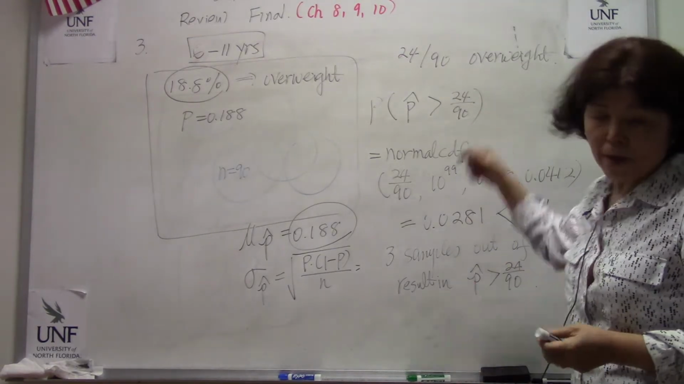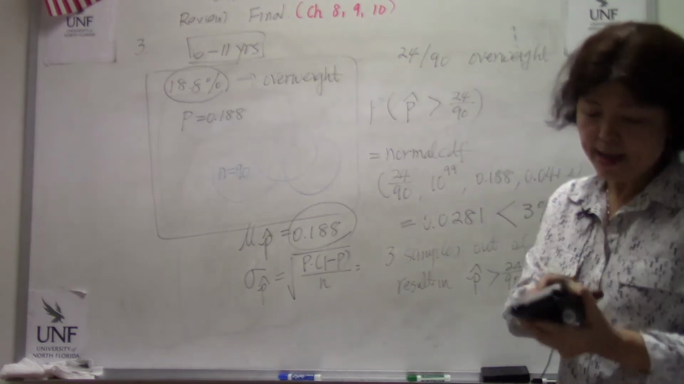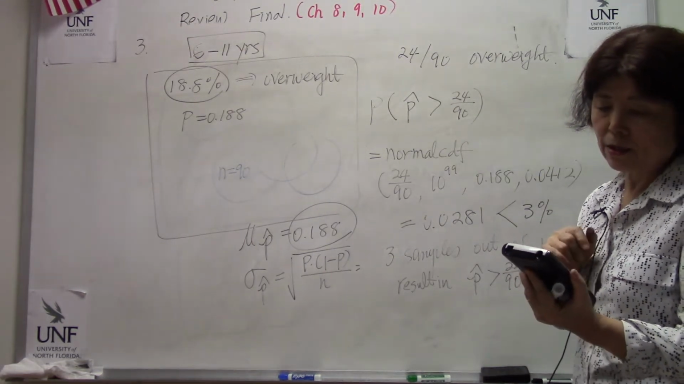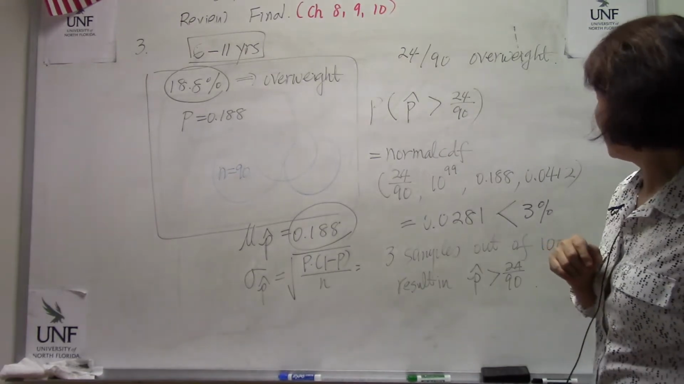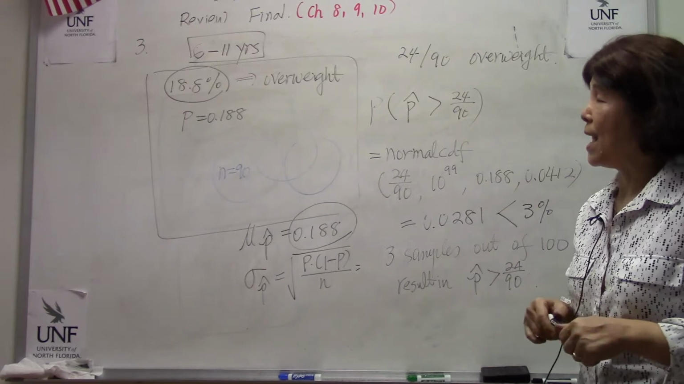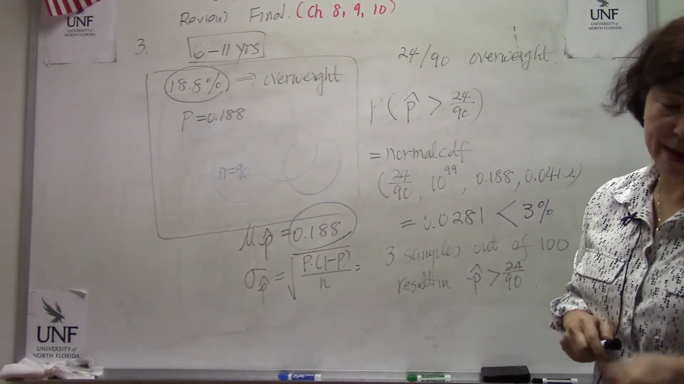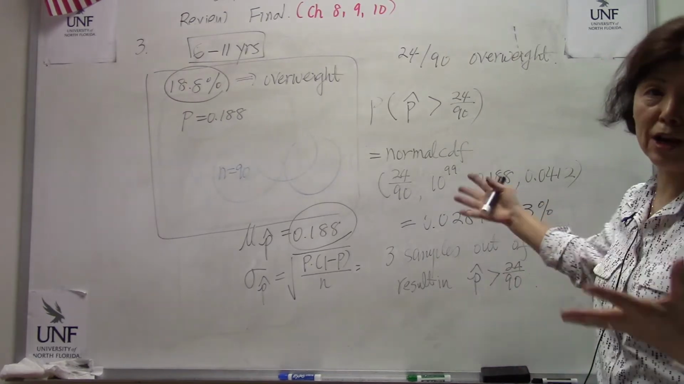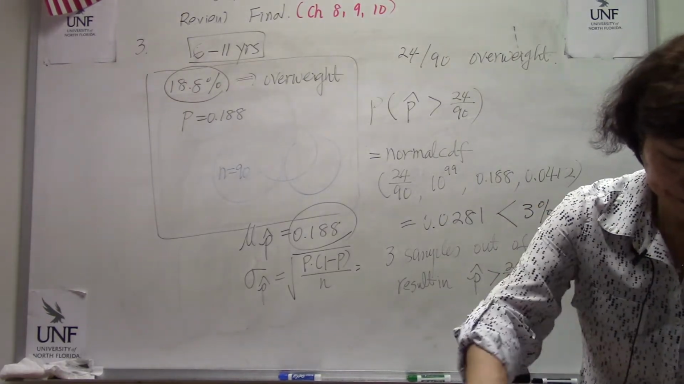Think about it. 24 over 90 is 26.7%. The population-wise proportion is 18.8%, so 26.7% is very high. That's why it becomes a very unusual case. Okay?